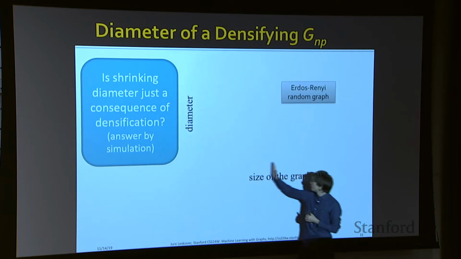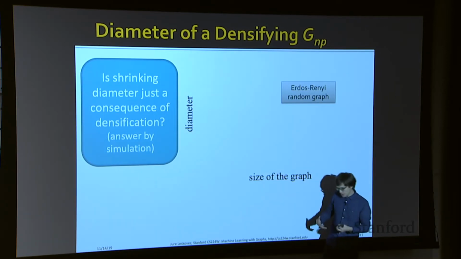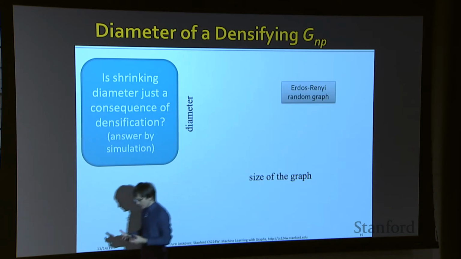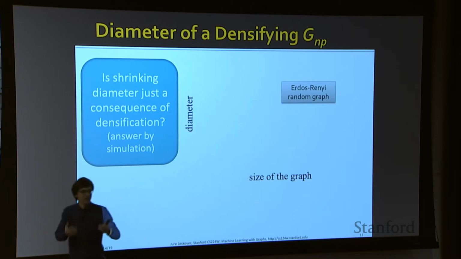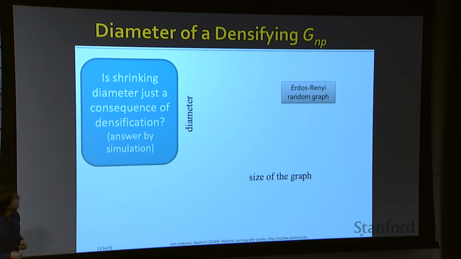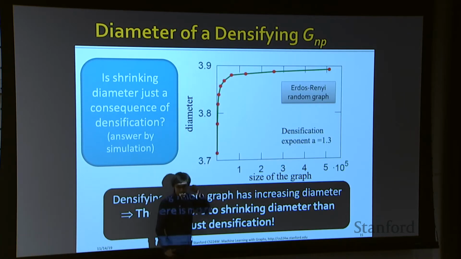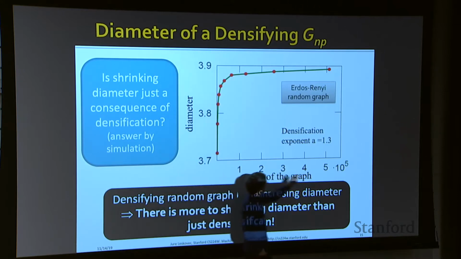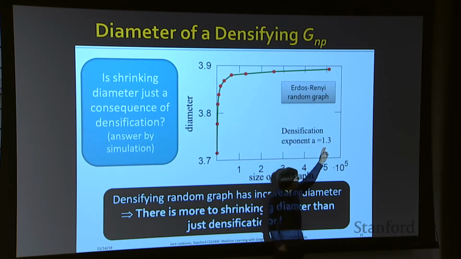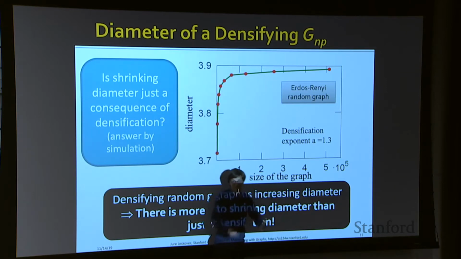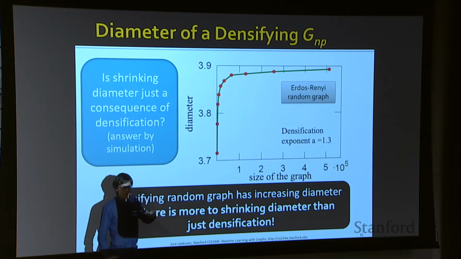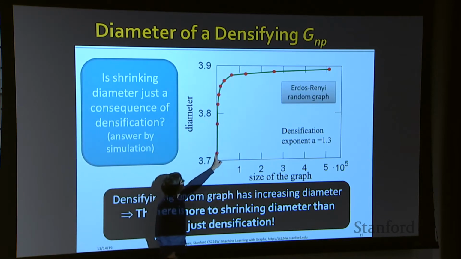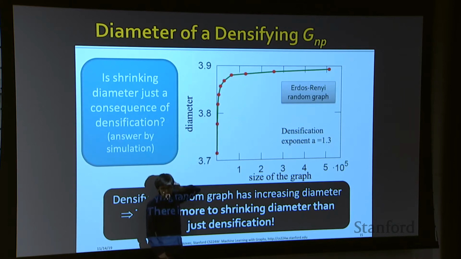So I will show you random graphs of different size, and each random graph with n nodes will have n to the 1.5 edges or something like that, right? So it will densify. And let's measure the diameter of it. If you do that, this is what you get. Here, the densification exponent that I was using to generate these graphs is 1.3. So my random graphs are getting denser. If densification would be the sole contributor to the shrinking diameter, then I should see the diameter going down, but I don't, right?